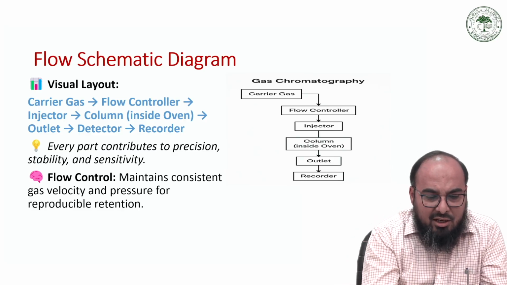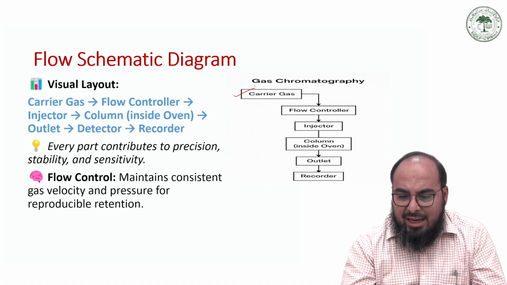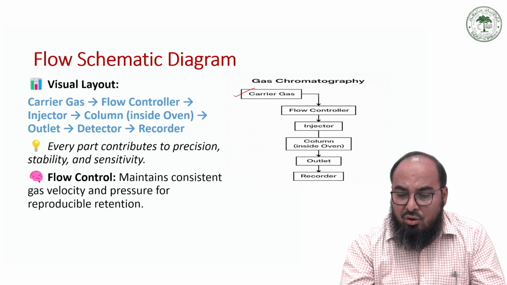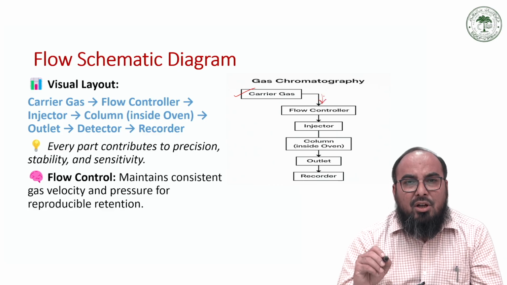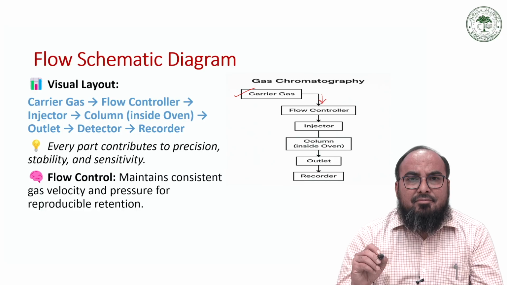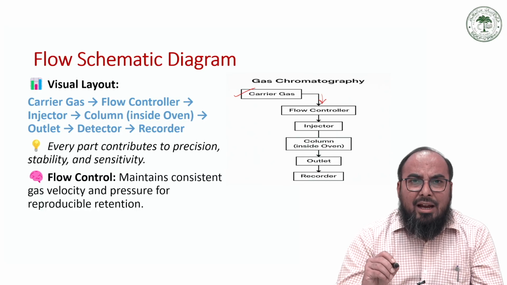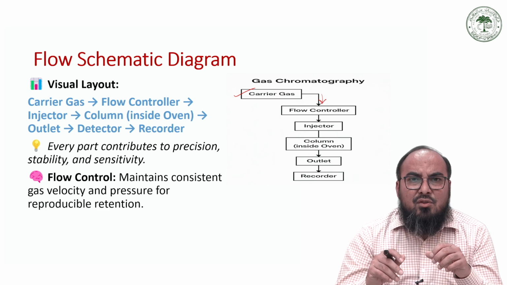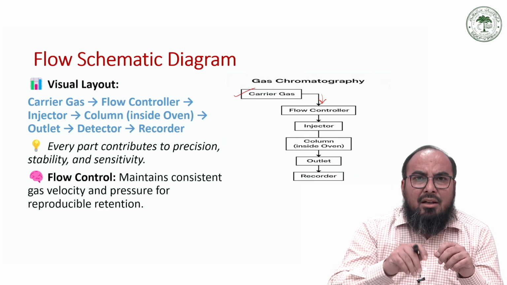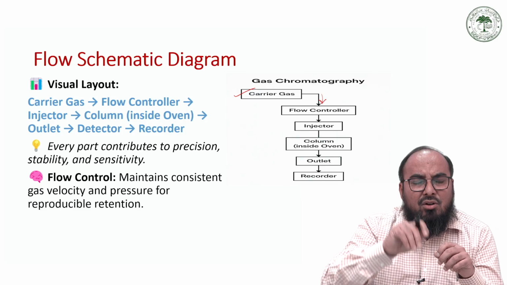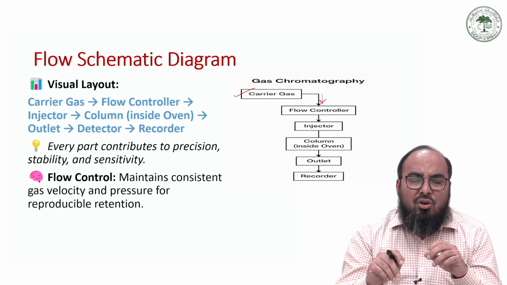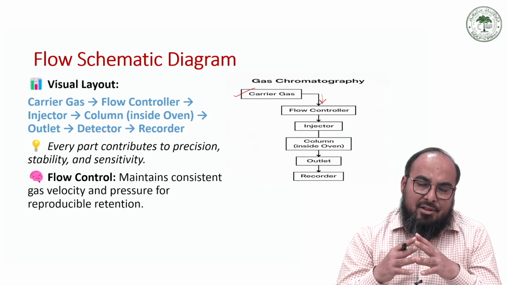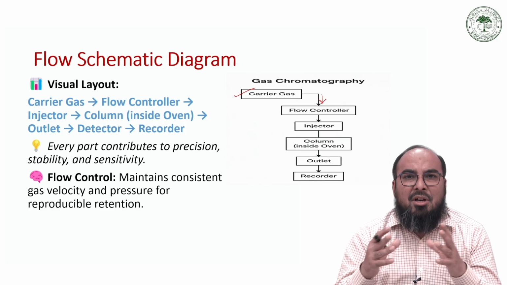Initially we have a carrier gas packed in cylinders, and then it goes to the flow controller. The flow controller is very important because it controls the flow of the mobile gas, the inert gas. If you do not control this flow rate, then your peaks are not uniform. So in order to have a constant flow of your mobile phase, you need flow meters. Sometimes they are also called rotameters.